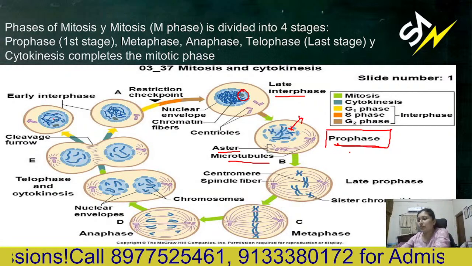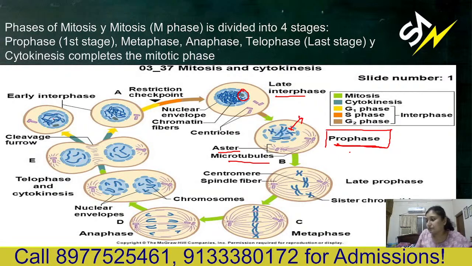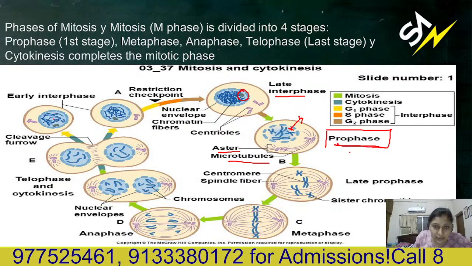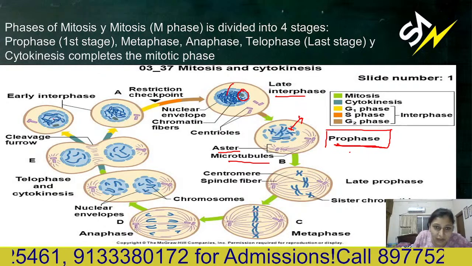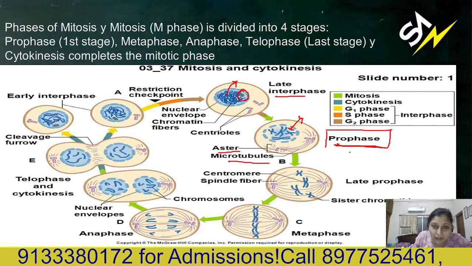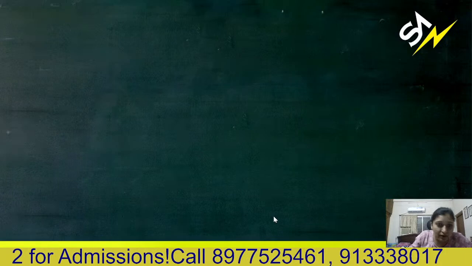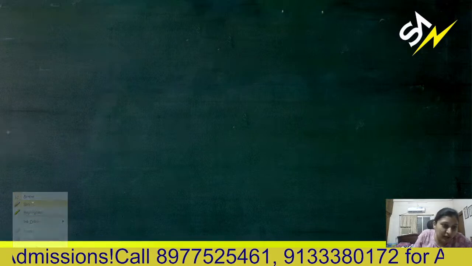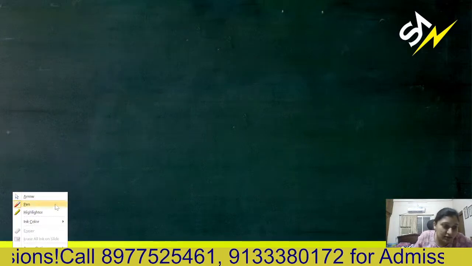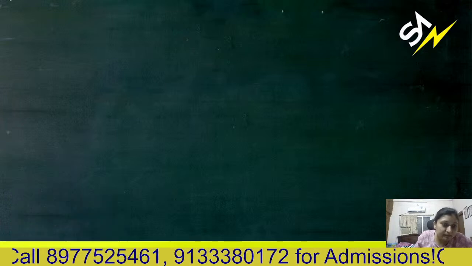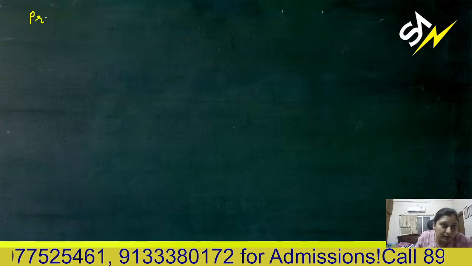Let me remind you again, guys. You can see here this is chromatin fiber, in the form of chromatin. Now it gets condensed to form chromosome. Let me recall this for you. That is prophase.